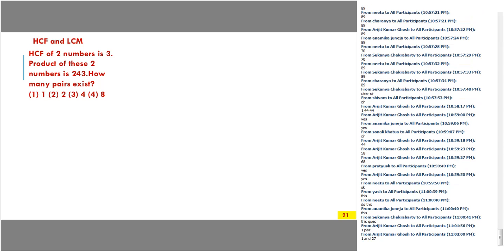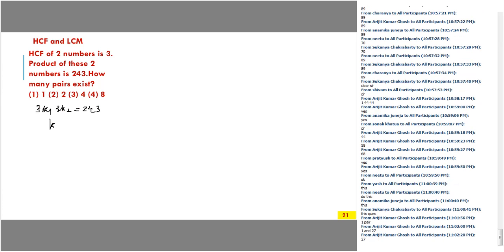So I have answered already. What's the answer? I've answered option 3. How 3? 81 will have total 5 factors. So what is 9K1? 3K1 into 3K2? 243. What is K1, K2? 27, yeah.